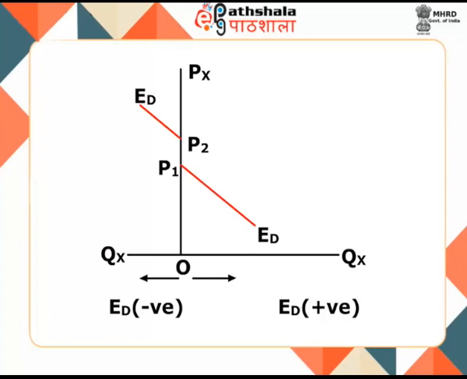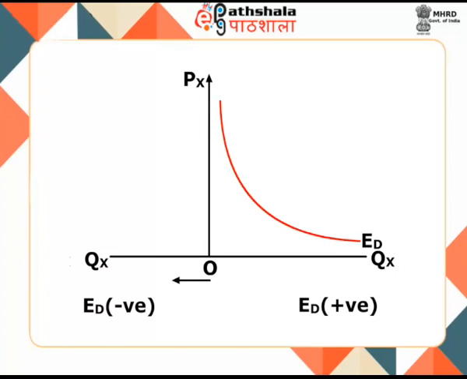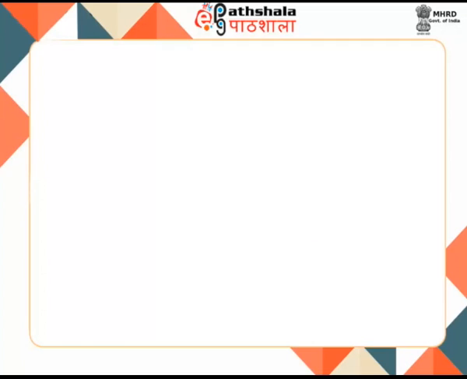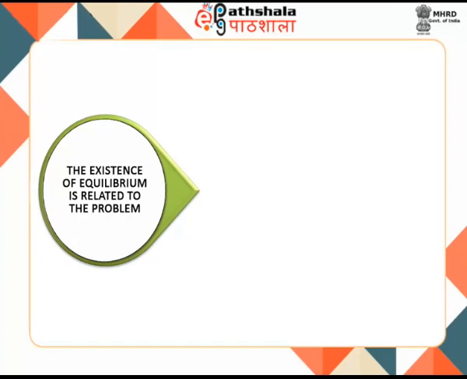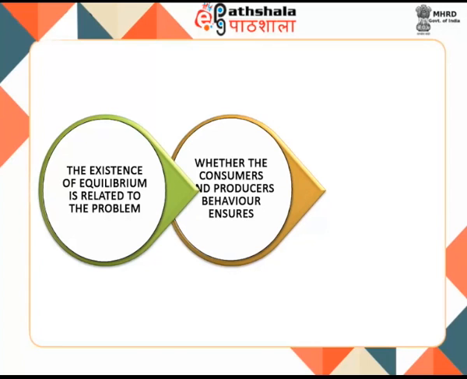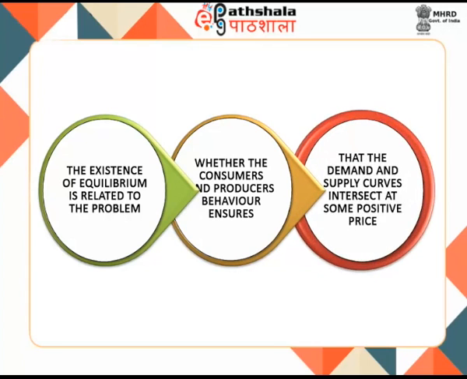Equilibrium does not exist. In the figure, the excess demand function is a rectangular hyperbola and lies in the non-negative quadrant. At a very high price, excess demand tends towards zero but never actually becomes zero. The curve is asymptotic. The curve comes closer and closer to the x-axis and y-axis but never touches them. Hence, no equilibrium is possible. Thus, the existence of equilibrium is related to the problem of whether the consumers' and producers' behavior ensures that the demand and supply curves intersect at some positive price.